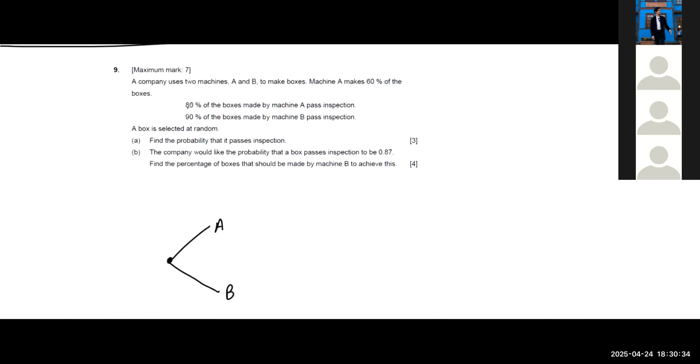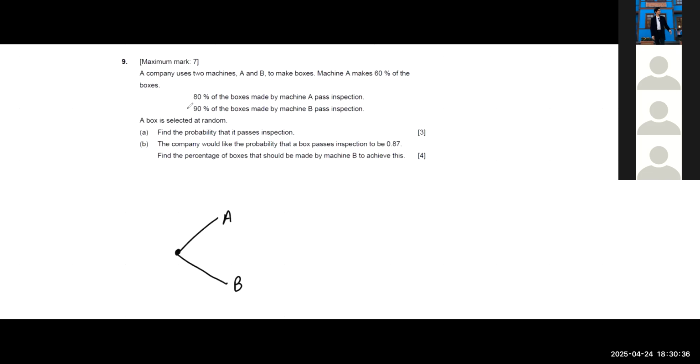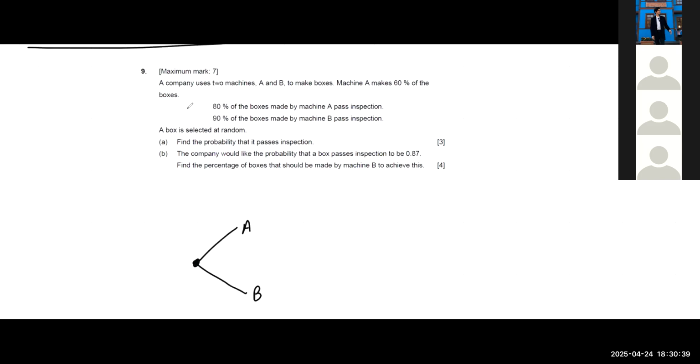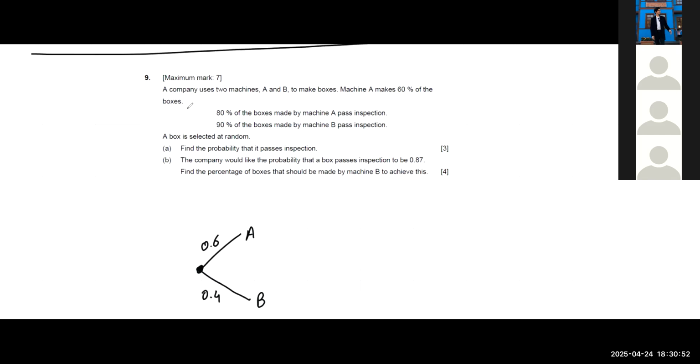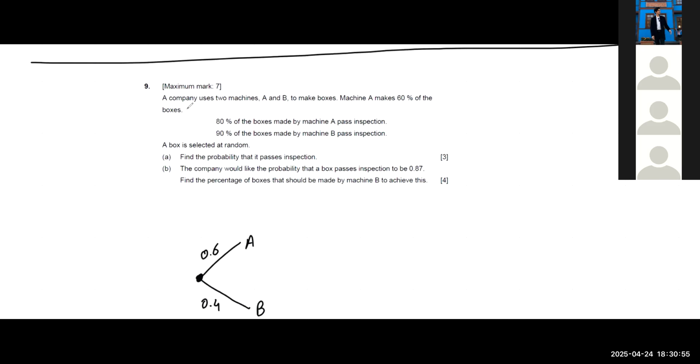What's the probability that the box you picked was made by A? 60%, or 0.6 exactly. And therefore, what's the probability that the box was made by B? 0.4. Exactly. Now, let's say that A made the box. What are the two possibilities that can happen now? They pass inspection or not. Exactly, a pass or a fail.